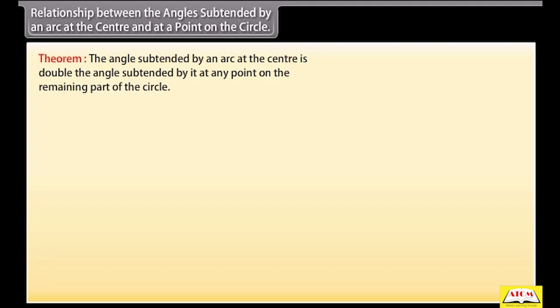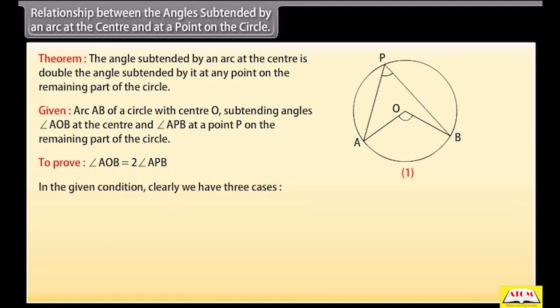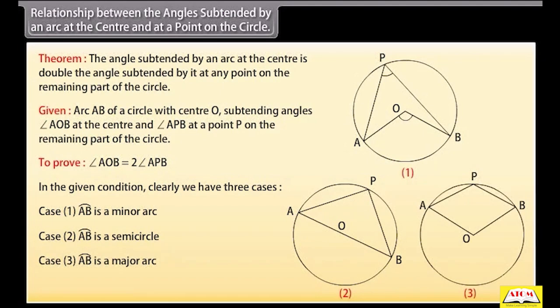Let's prove it. Given arc AB of a circle with center O, subtending angle AOB at the center and angle APB at a point P on the remaining part of the circle. To prove, angle AOB is equal to 2 angle APB. In the given condition, clearly we have three cases. Case 1, AB is a minor arc. Case 2, AB is a semicircle. Case 3, AB is a major arc.